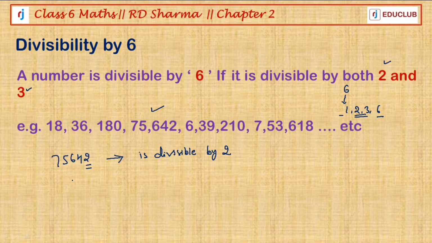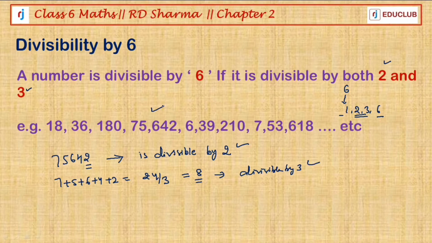Now if a number is divisible by 3, then the sum of its digits must be divisible by 3. The sum of the digits: 7 plus 5 is 12, plus 6 is 18, plus 4 is 22, plus 2 is 24. Now 24 is divisible by 3, we get 8 as the quotient and remainder 0, so this is divisible by 3 also. So it is divisible by 2 and also 3, so we can say it is divisible by 6.